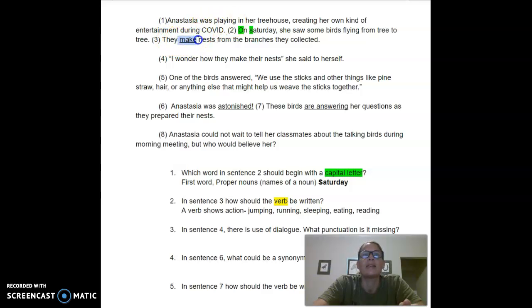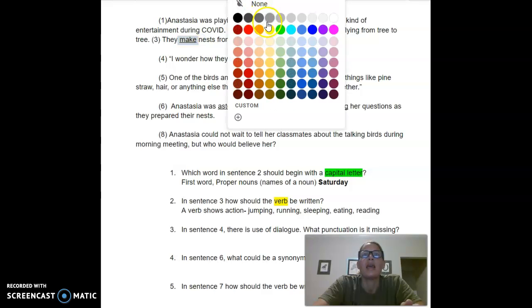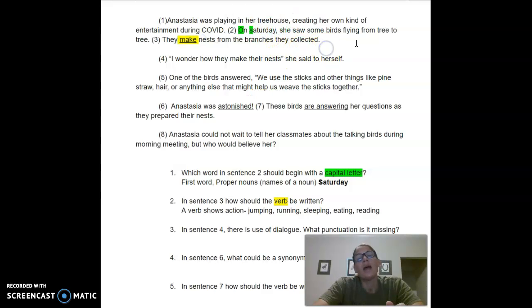They make nests from the branches they collected. Now, what I have to know about verbs in order to understand this is that I have to understand past tense, present tense, future tense. So if I am making something right now, I am making it. They make. Make is a, what did you make? So you have to look at what word's going with make, and then is it happening now? Is it happening in the past? Or is it going to happen in the future?